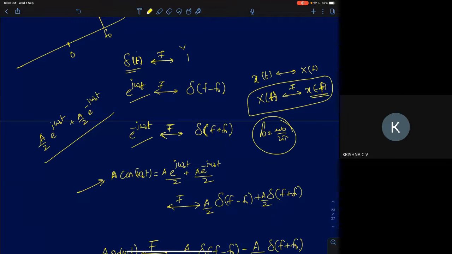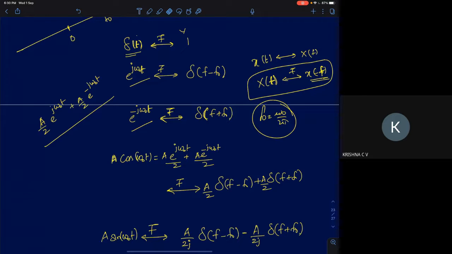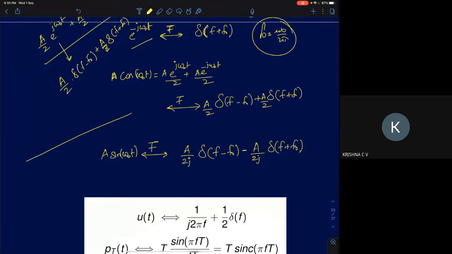Okay, so the Fourier transform, if I take the Fourier transform of this in time domain, it will be in frequency domain, a by 2 into delta of f minus f naught plus a by 2 into delta of f plus f naught. So now you have two impulses, one at f naught, one at minus f naught, both of them with same amplitudes a by 2 and a by 2.